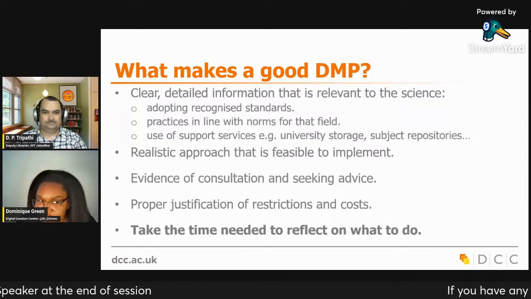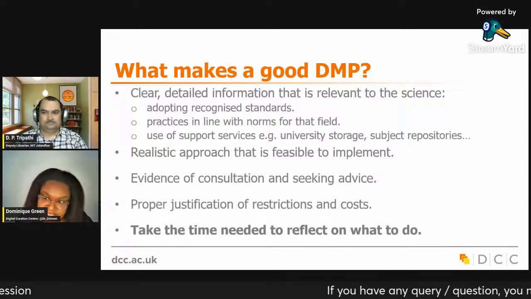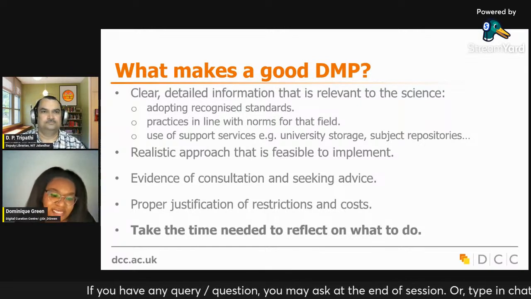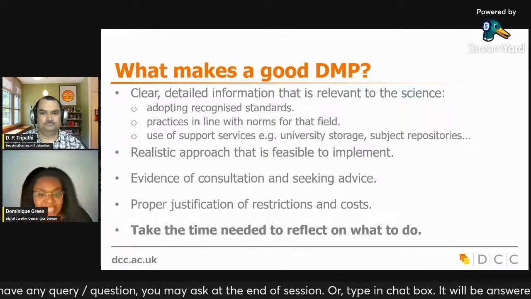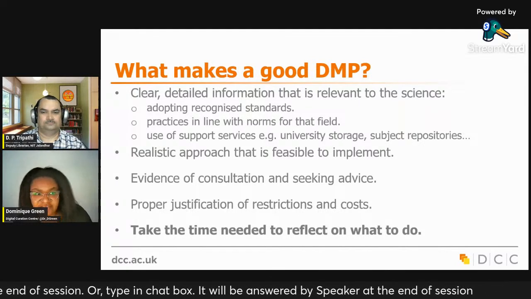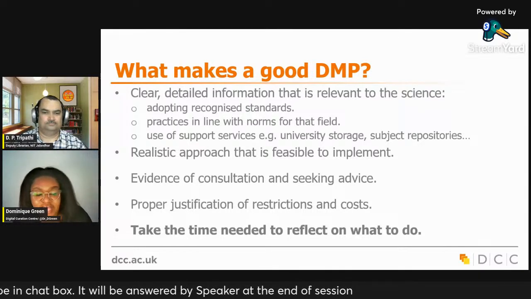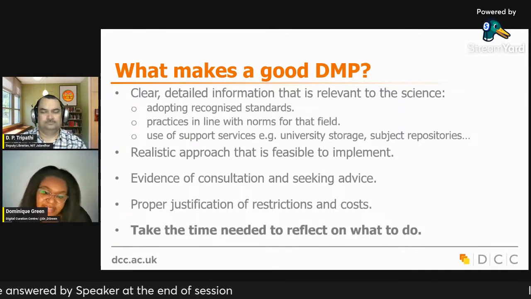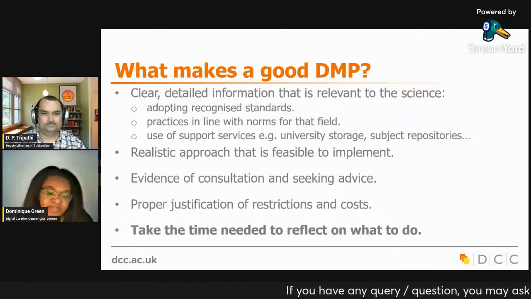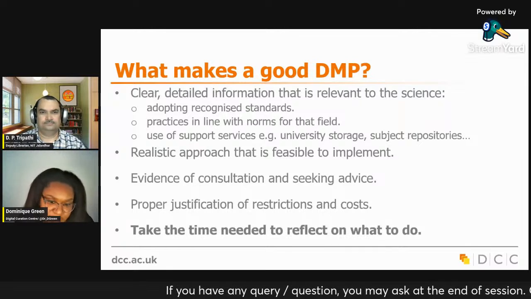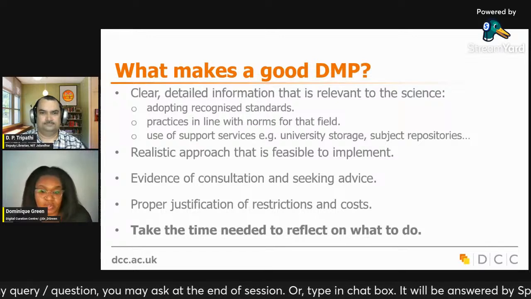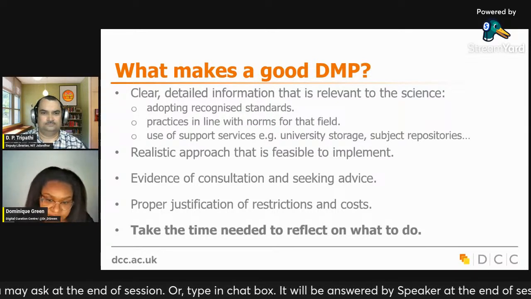Having a realistic approach that's feasible to implement is another thing that makes a good DMP. Again, the plan should be grounded in reality, the third planning trick that I gave you. A good DMP also has evidence of consultation and seeking advice. So, if you remember from the second planning trick, all the stakeholders involved in research data management should be included in the development of the data management plan. So, the researchers should evidence that you all were consulted when they were developing their plan.